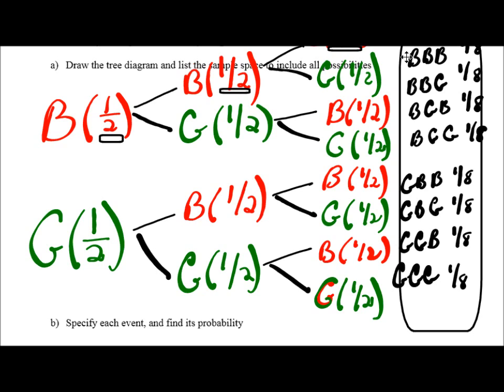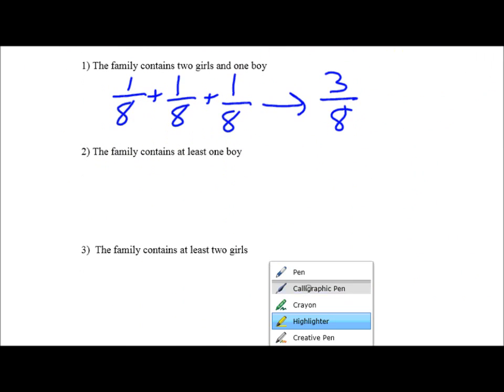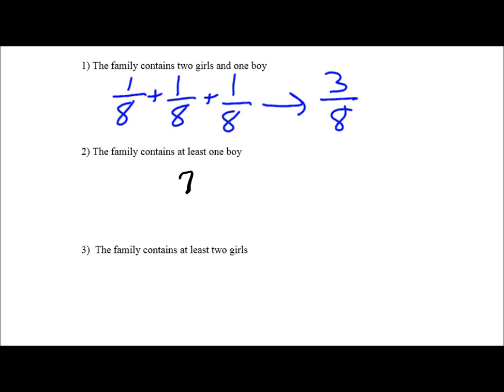Now, let's take a look at the family contains at least 2 girls. Well, 2 girls. Let's see, where do we have 2 girls? So there's 2 girls there, 2 girls there, 2 girls there, and it says at least 2, so I could have 3. So there's 4 different places, 1/8 plus 1/8 plus 1/8 plus 1/8. So my probability in this case is 4 out of 8. And so there are my probabilities for these 2 examples, 7 out of 8 and 4 out of 8.